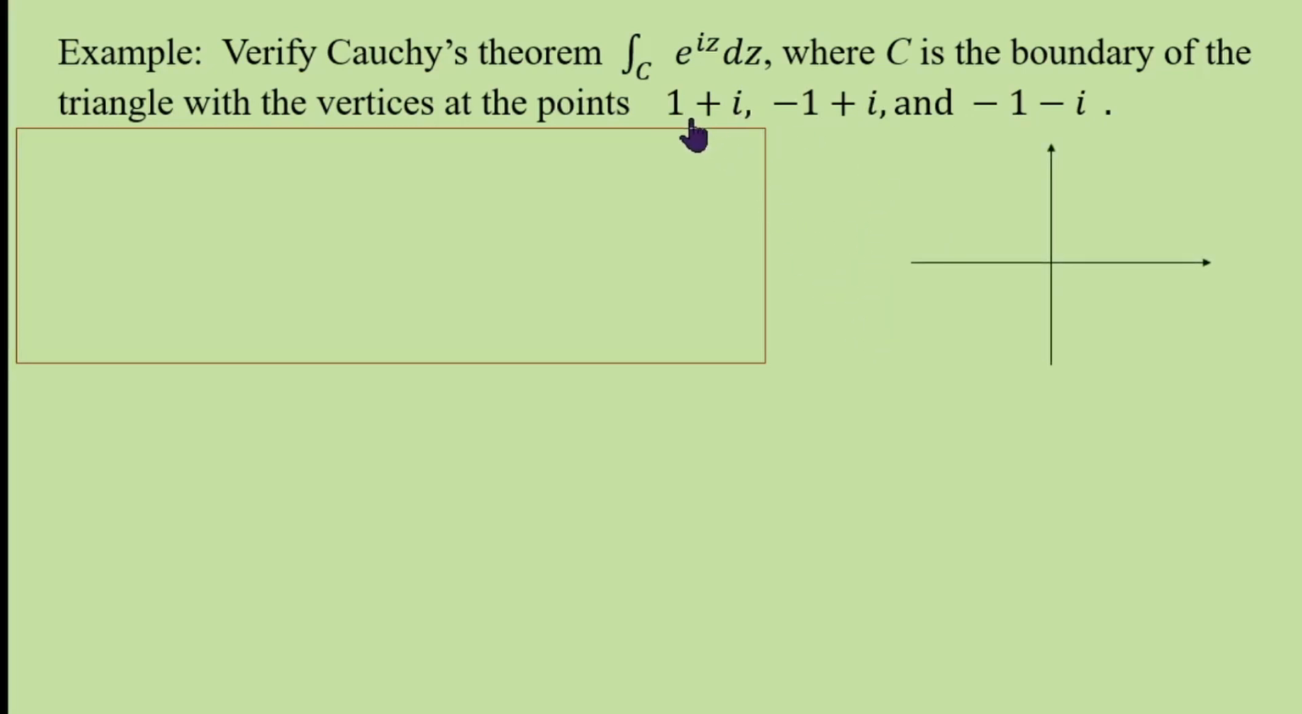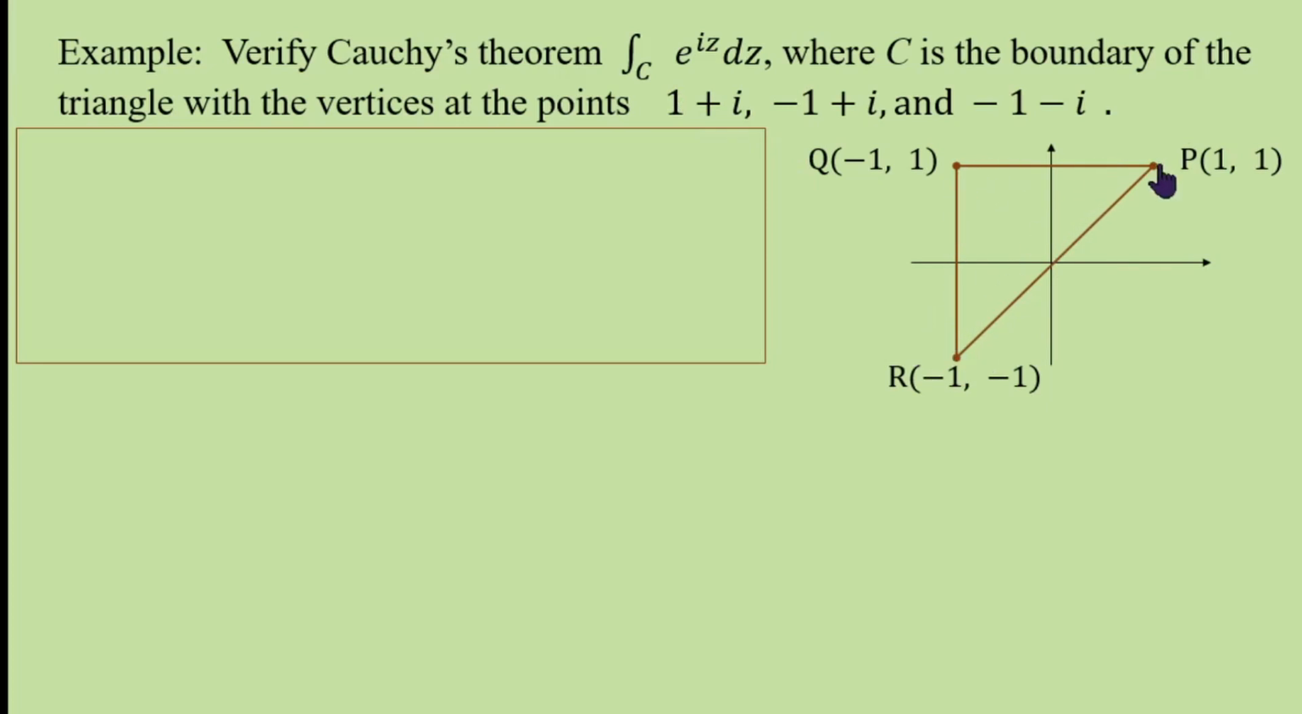Now 1 plus i, let it be P, minus 1 plus i is Q, and minus 1 minus i is R. Therefore P is the point with x coordinate 1, y coordinate 1, and Q is the point with x coordinate minus 1, y coordinate 1, and R is minus 1, minus 1. Therefore the boundary of the triangle means it is from P to Q and from Q to R and from R to P. So this totally becomes the curve C.